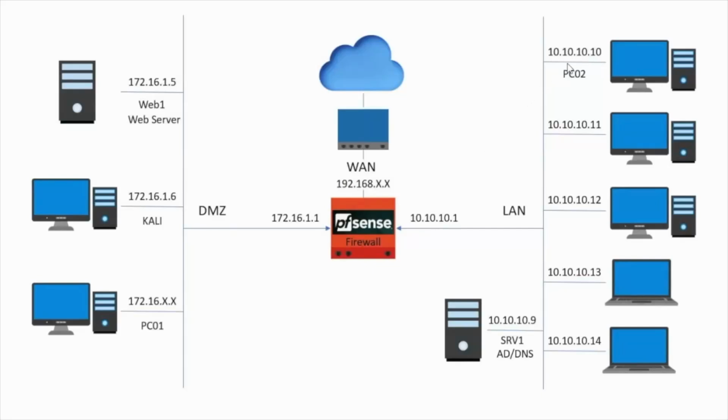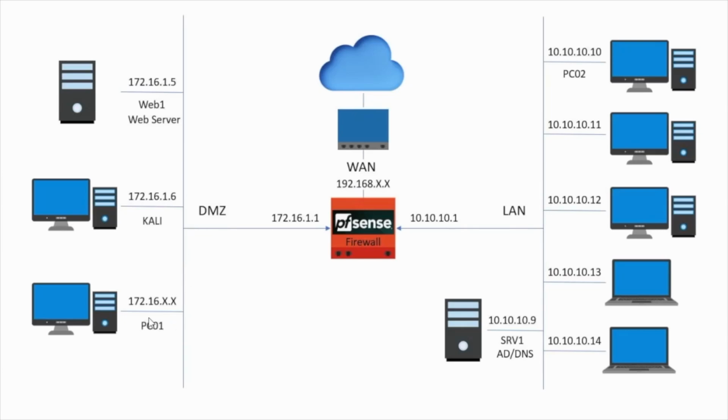In this demo, we're going to configure NAT, or Network Address Translation. We're going to allow traffic from our LAN network to go to our DMZ network. The first thing we're going to do is configure NAT to allow remote desktop protocol from this machine here, with the IP address of 10.10.10.10, through the firewall to PC01.